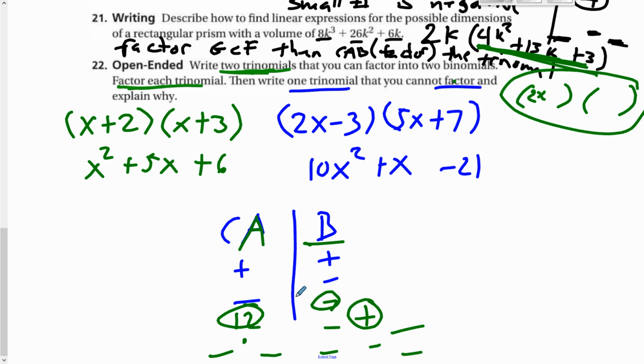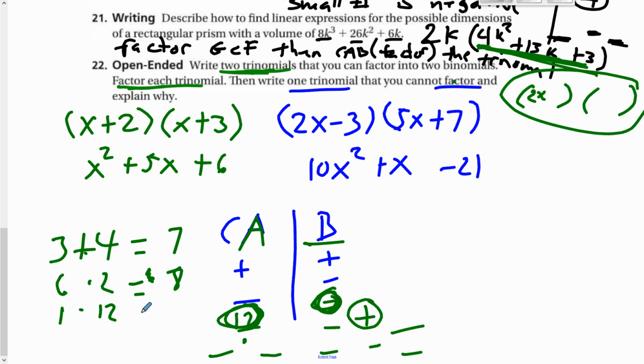Well, here if I want one that's not factorable, then I need to come up with all factors of 12: 3 and 4, 6 and 2, and 1 and 12, sorry. And then make sure that they don't add up to b, because if they do, then it means it's factorable. But if they don't add up to this b, then we're great. So let's find out what does add up. These add up to 7, this adds up to 8, and this adds up to 13.